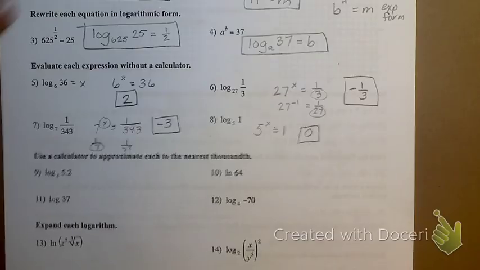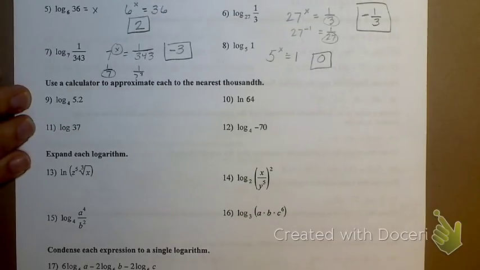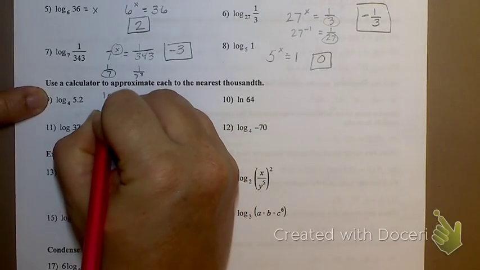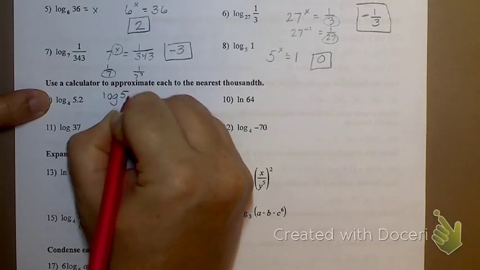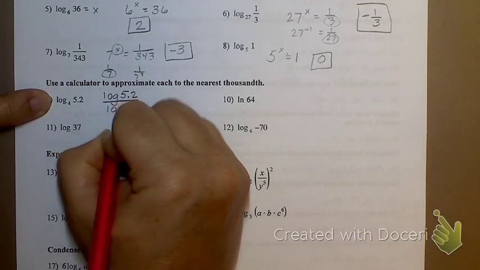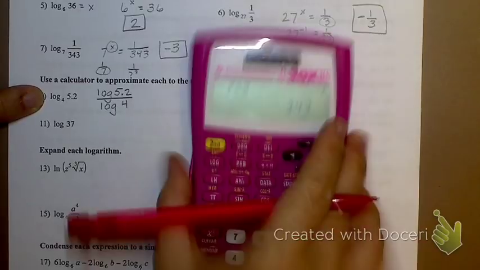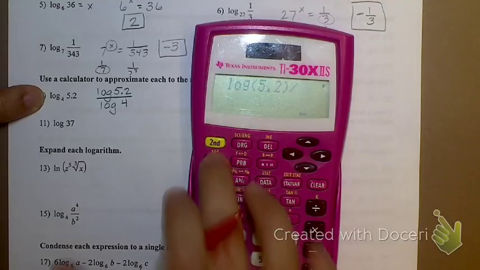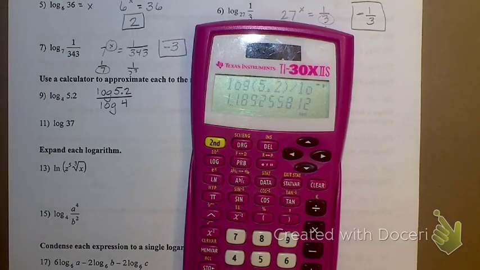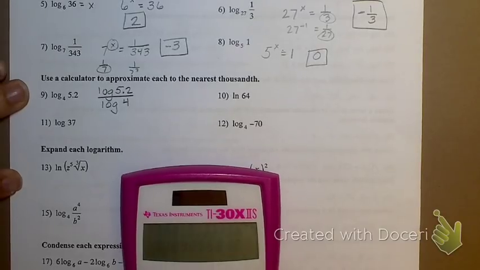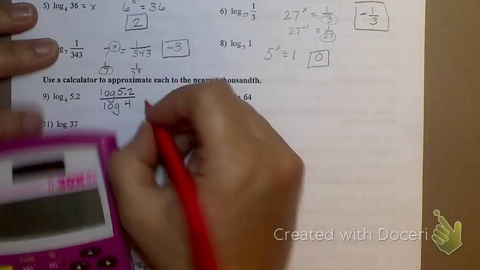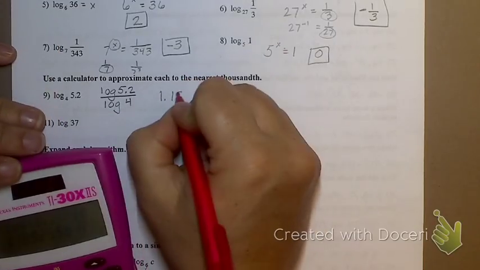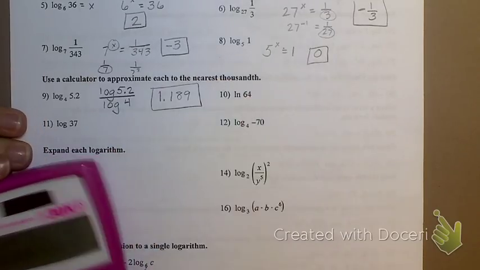Okay? All right. On your calculators, most of our calculators will not let us type in a base. We have to use something called the change of base formula. So I'm going to type in log of 5.2 and divide it by the log of 4. Let's see, log 5.2 divided by log of 4. And I do get a decimal. Approximate to the nearest thousandth, which is, I believe, 3 digits past the decimal. So 1.1892 would be 1.189 is my answer there.